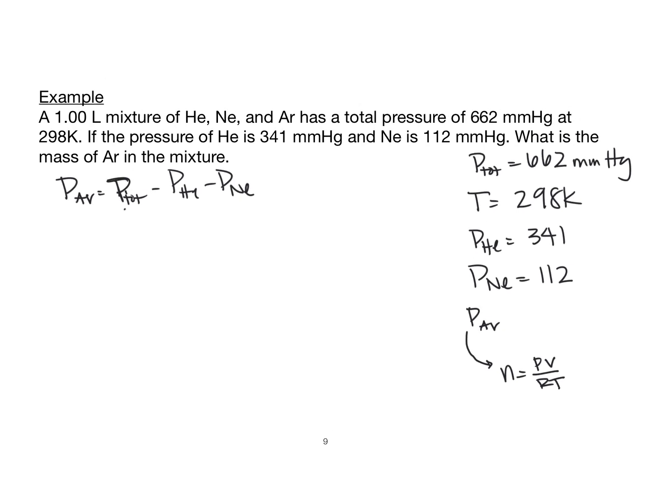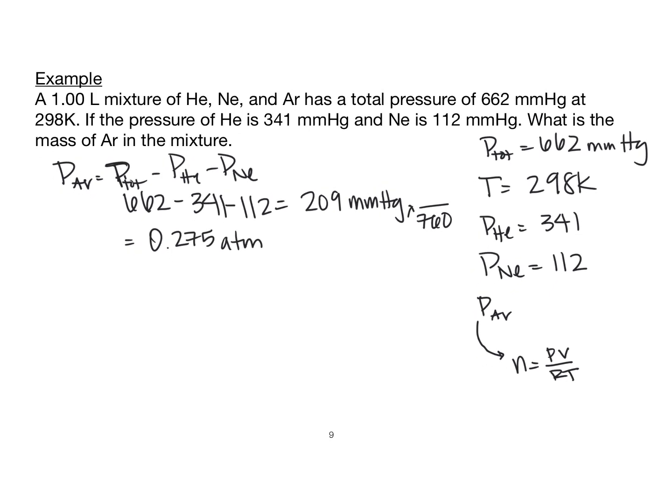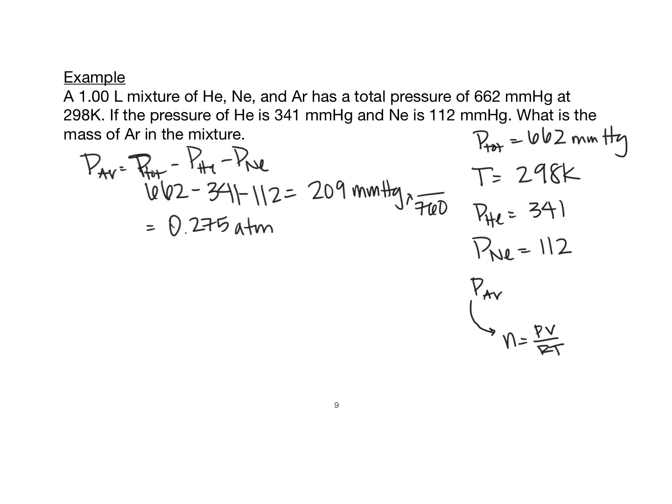And so that would be 662 minus 341 minus 112. And so I get 209 millimeters of mercury. And we're going to go ahead and divide that by 760 to get that into atmospheres. And so that's going to give us 0.275 atmospheres. So now we are going to go ahead and solve for the moles of argon.